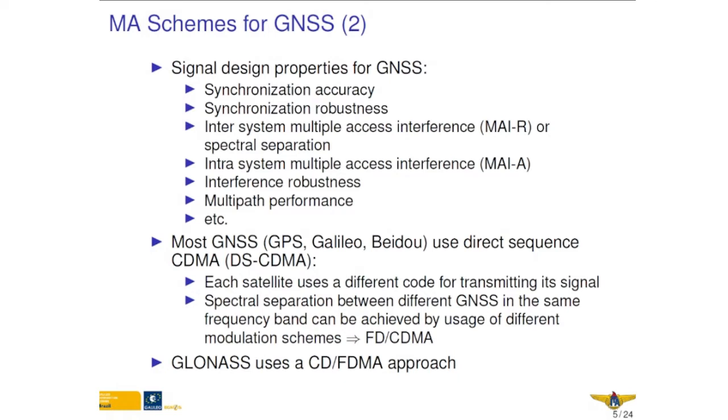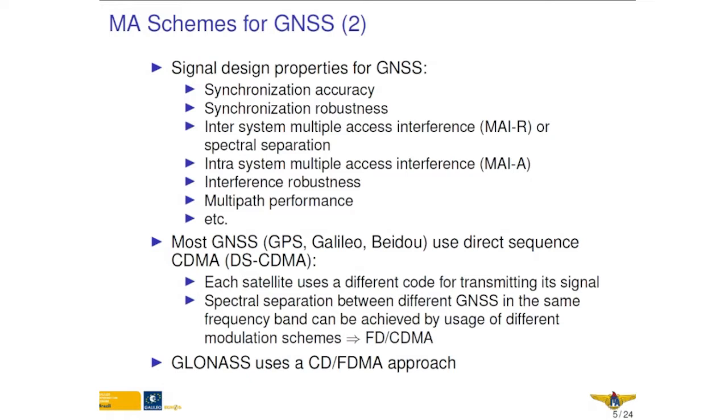And some other issues are very important for signal design and also for the choice of multiple access techniques. So most GNSS, GPS, Galileo, Beidou use direct sequence, so CDMA, code division multiple access, DS-CDMA. Each satellite uses a different code for transmitting its signal. Spectral separation between different GNSS in the same frequency band can be achieved by usage of different modulation schemes, and we will see this in the following lectures.